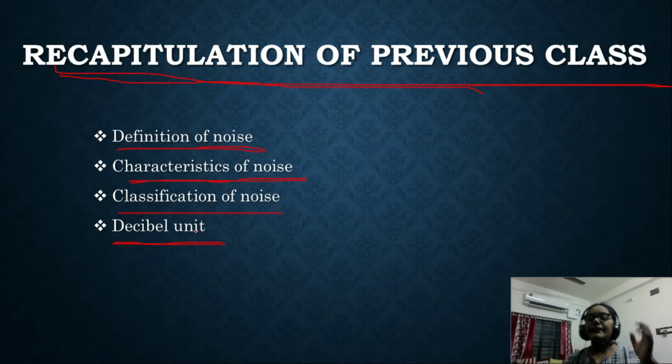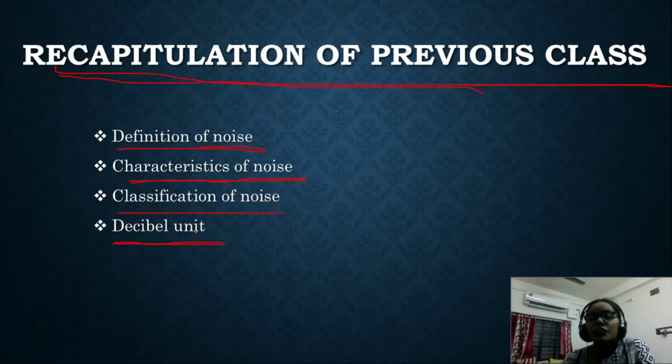Generally, the decibel unit is the intensity unit. Actually, this is a ratio. Decibel equals 10 log10 of I by I0. I is the measured intensity of the sound that we are exposed to, and I0 is the reference intensity. What is reference intensity? The minimum intensity that we can hear, that is audible to us. The value of the reference intensity is 10 to the power minus 12 watt per meter square.